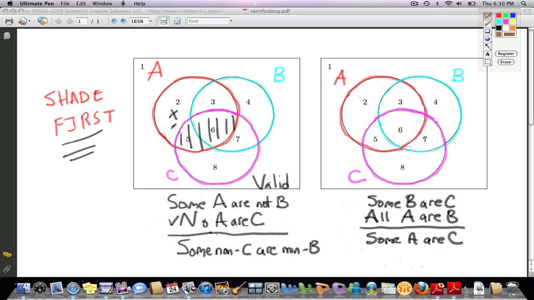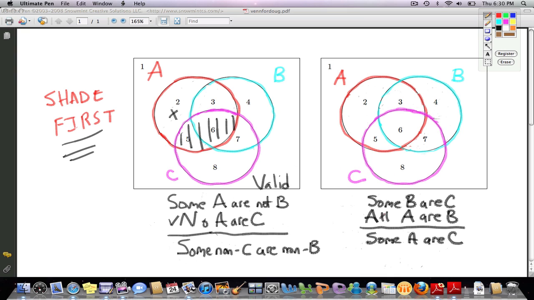In total, the non-C's that are non-B are areas 1 and 2, and we do have something that's fully contained within those areas, which is our standard here. If it's an existence claim for the conclusion, we need to mark that it's completely contained within the area that corresponds to the conclusion. All right, let's go ahead and move on to the second problem.